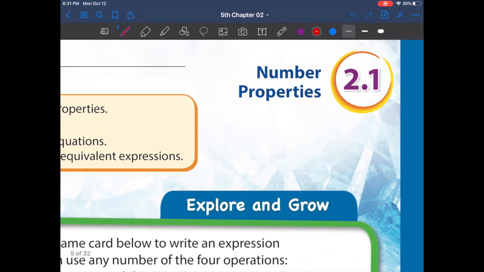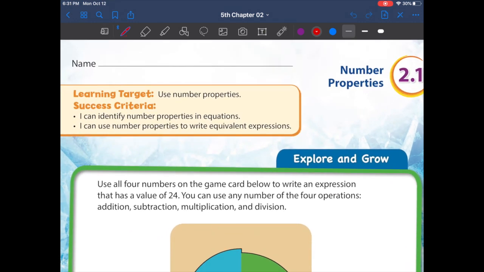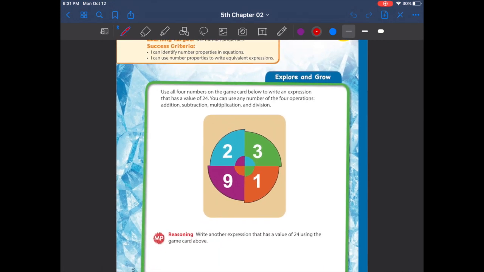Hello everyone, we are now in Chapter 2. This is Chapter 2, 2.1, Number Properties. By the end of this lesson, you will be able to use number properties. You'll be able to identify number properties in equations, and you'll be able to use number properties to write equivalent expressions.